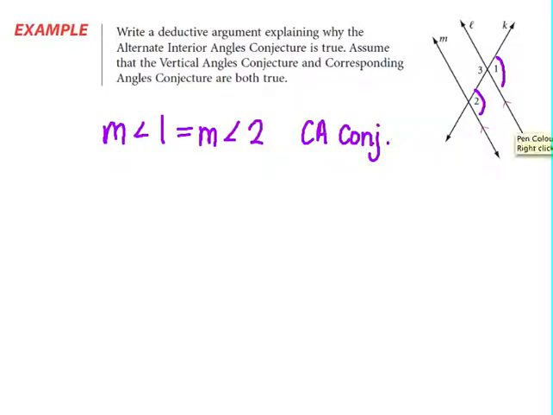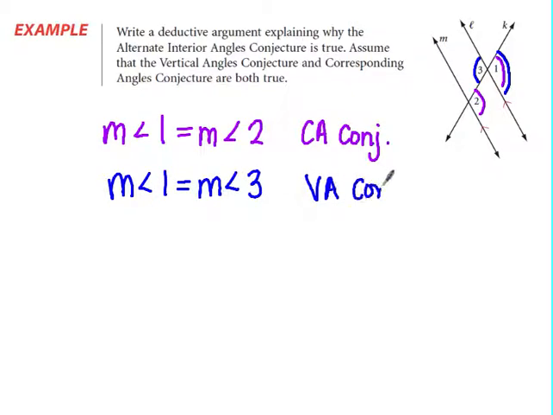So now they also told us we probably could use the vertical angles conjecture. So what do you know about the vertical angles? Angle 1 is the same as what? Angle 3. So now we can say that the measure of angle 1 equals the measure of angle 3. Vertical angle conjecture.